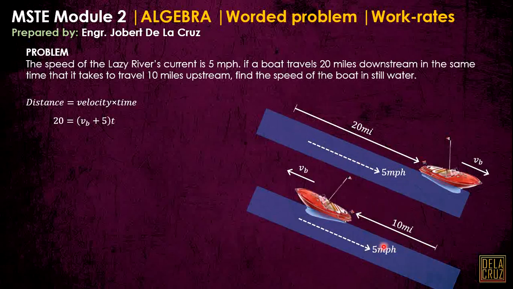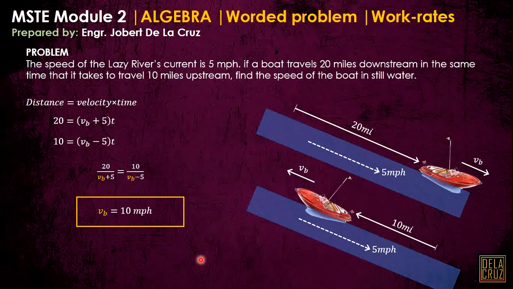So why only 10 miles? Because, as you can see, their velocities are opposing. The velocity of the boat will oppose the velocity of the current. So we can have an equation here: 10 is equal to the velocity of the boat minus the velocity of the current, times the same time. Now, again, we can simply equate the time here, since the speed of the boat is what we are looking for. So I will just cross multiply VB plus 5 here, and this one too, and this is what happens. We just equated the time here. So we have the speed of the boat as 10 mph. Okay, let's cut the discussion here for now.